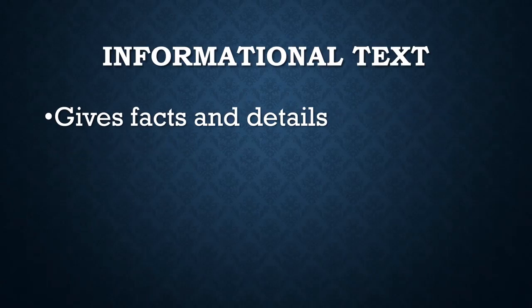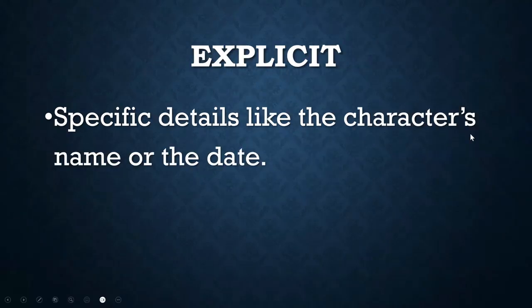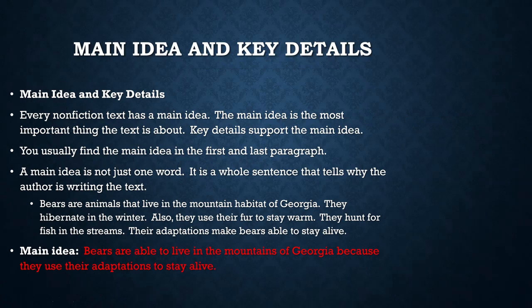Informational text or expository text gives facts and details. Let me tell you about the life cycle of a frog. Let me tell you about Amelia Earhart. Let me tell you about Martin Luther King Jr. Let me tell you about the planet Saturn. These are all true facts that happened in real life. As I said, explicit details in nonfiction text tell you exactly what you want to know, like the name or date of what happened in history.